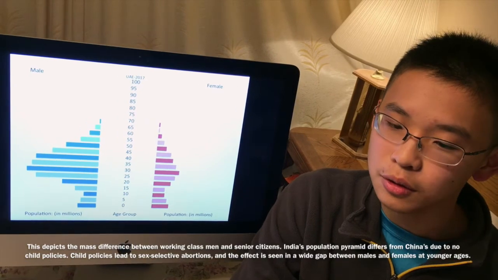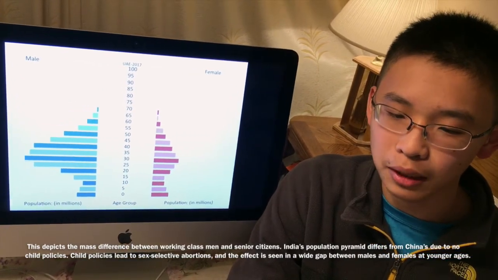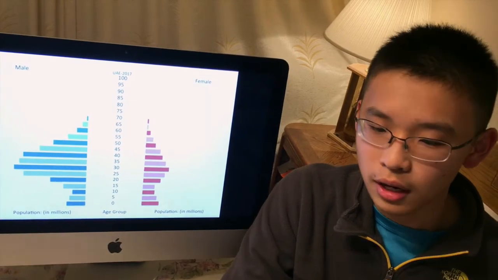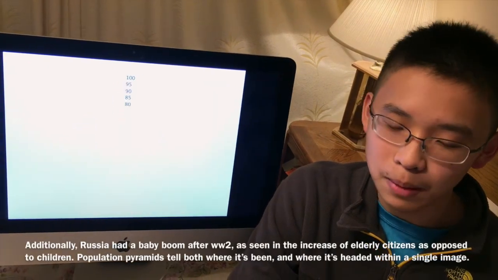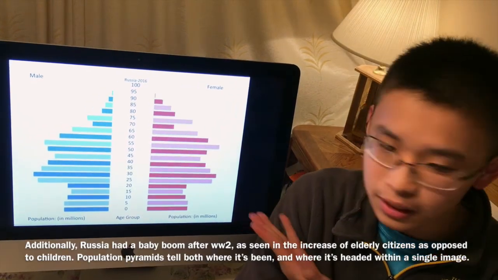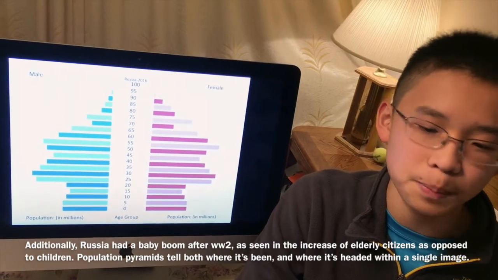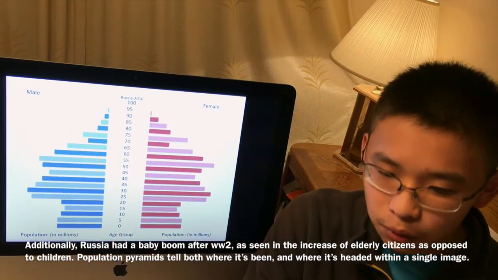India's population pyramid differs from China's due to one child policies. Child policies lead to sex-selective abortions, and the effect is seen in a wide gap between males and females at younger ages. Additionally, Russia had a baby boom after World War II, as seen in the increase of elderly citizens as opposed to children. Population pyramids tell both where it's been and where it's headed within a single image.